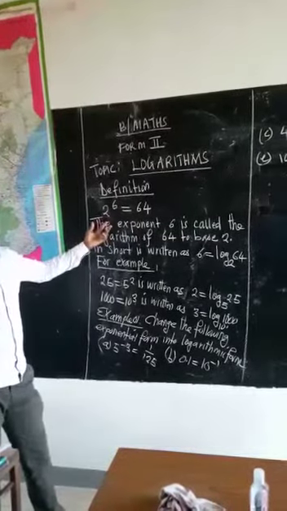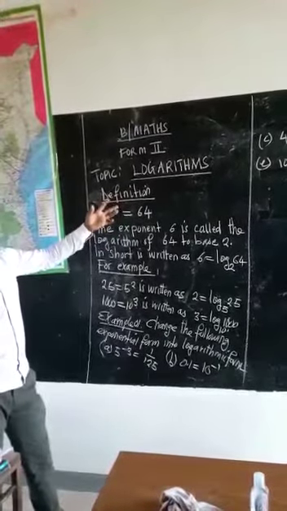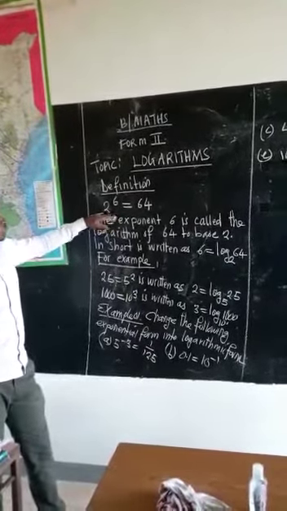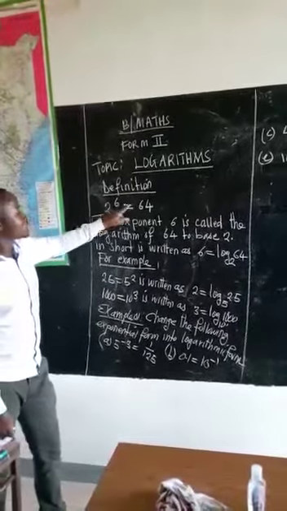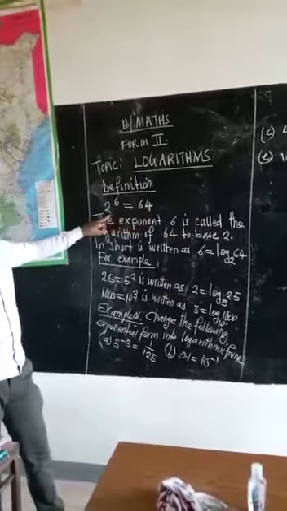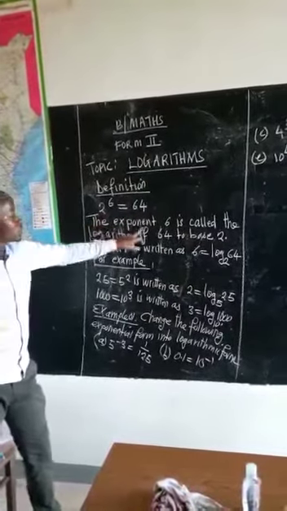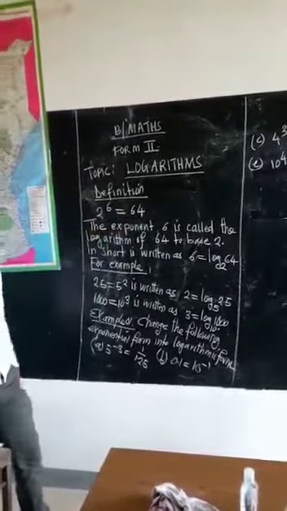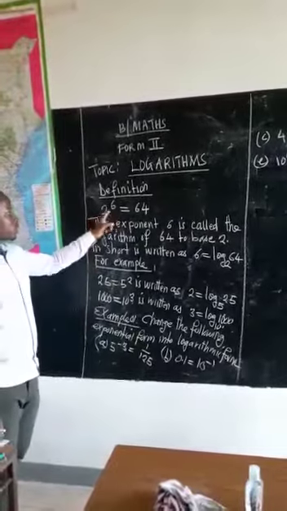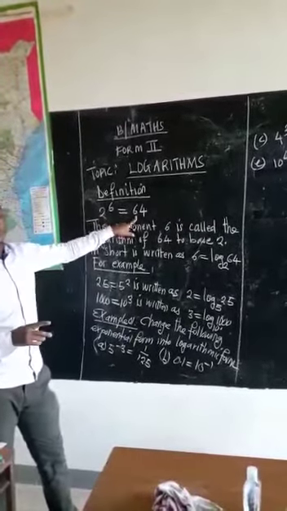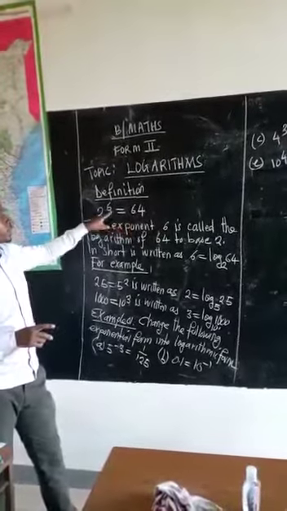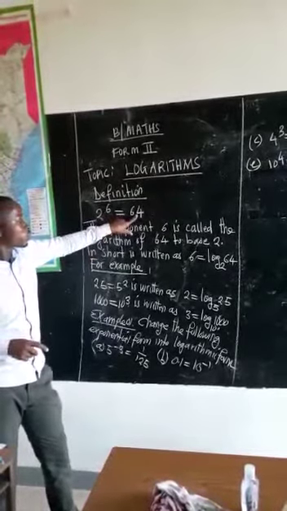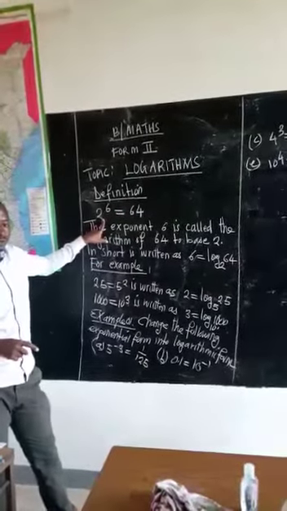This topic of logarithm is directly defined from the topic of exponents and radicals, especially exponents. That's why I've given you the example in the start, that 2 power 6 is equal to 64. Now, how can we write this in terms of logarithm? The exponent 6 is called the logarithm of 64 to base 2. In terms of logarithm, we always say the exponent 6 is called the logarithm of 64 to base 2.